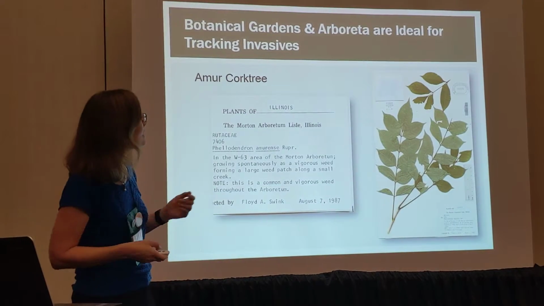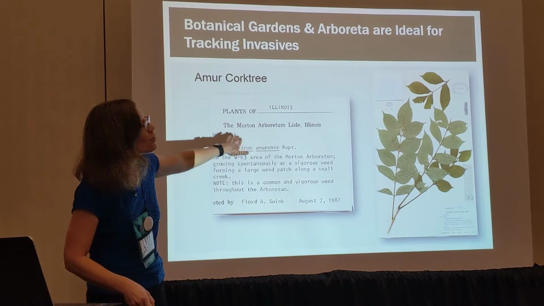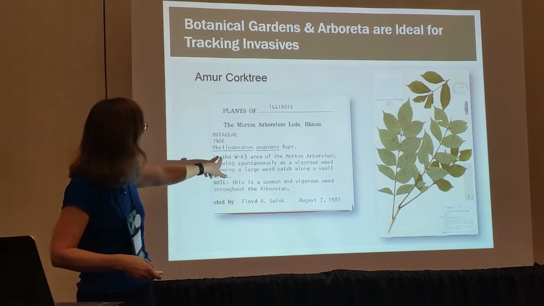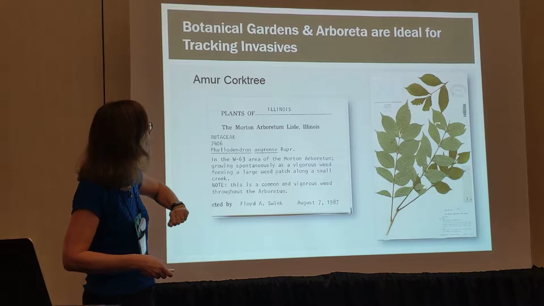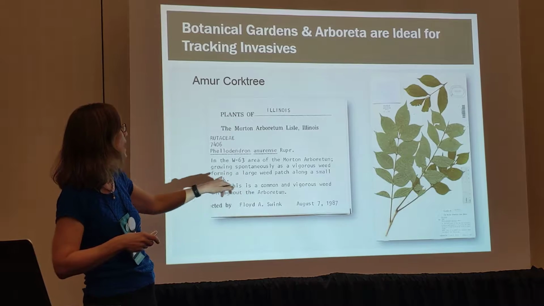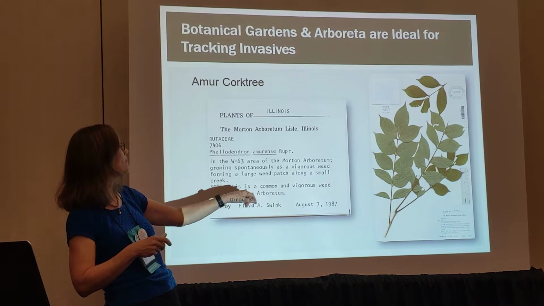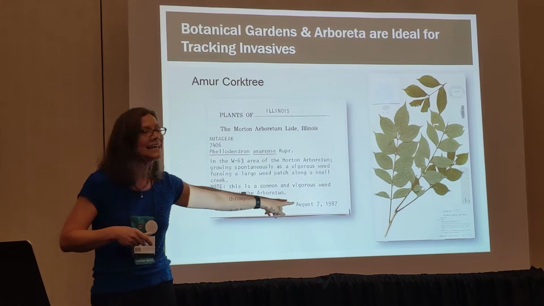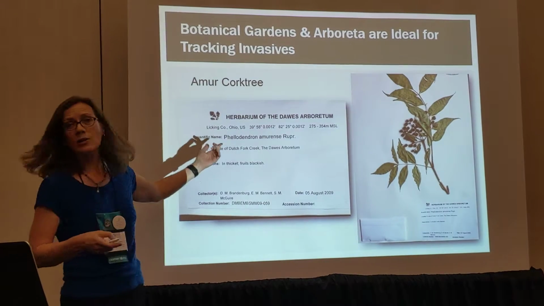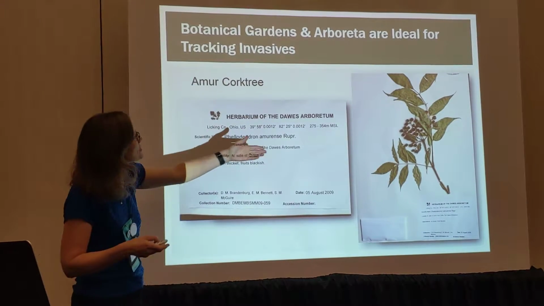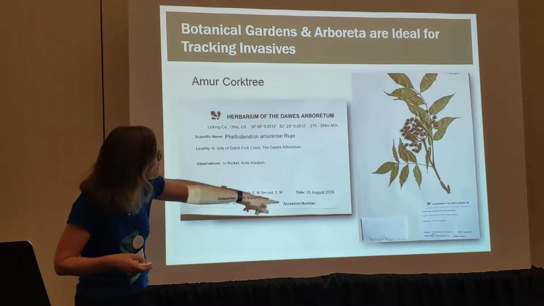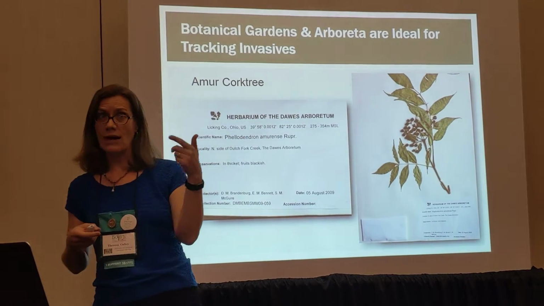Here's an example, again, getting back to amur cork tree. This is from the Morton Arboretum, and back in 1987, they have a collection of this thing. They said it's in this one area of Morton Arboretum, they know exactly which area, growing spontaneously as a vigorous weed, forming a large weed patch along a small creek. Note, this is a common and vigorous weed throughout the Arboretum. Back in 1987, they had an inkling that this thing is going to be a problem. If we go to Dawes Arboretum in Ohio, they also have a sample. Look at that one's fruit. It's in a thicket, fruit's blackish, and this is from 2009. So that's when it's starting to rise up there.